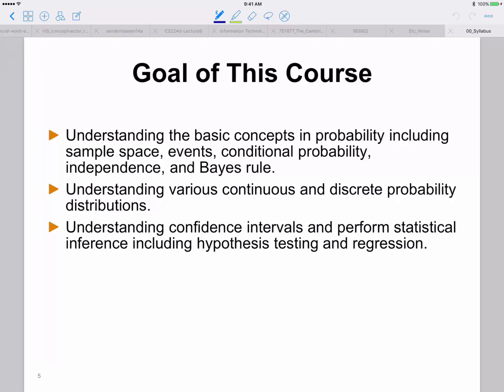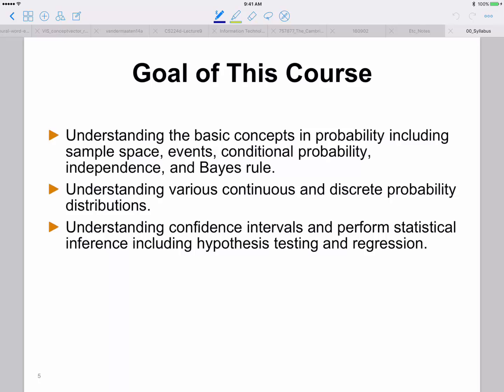Okay, so the goal of this course is to study probability and statistics, right? Those basic concepts include sample space, event, conditional probability, joint probability, and marginal probability distribution, and independence, like just independence, as well as conditional independence, and also this Bayes rule that you will hear at least 1,000 times.